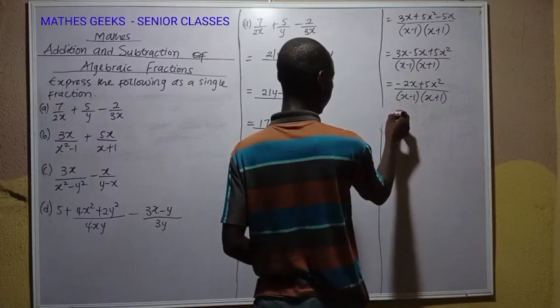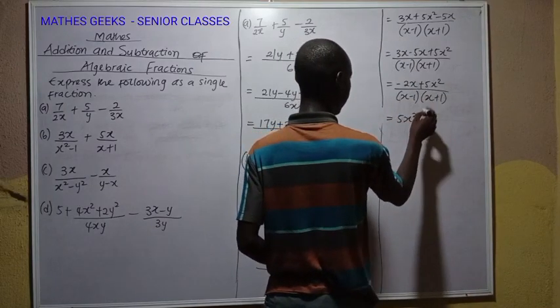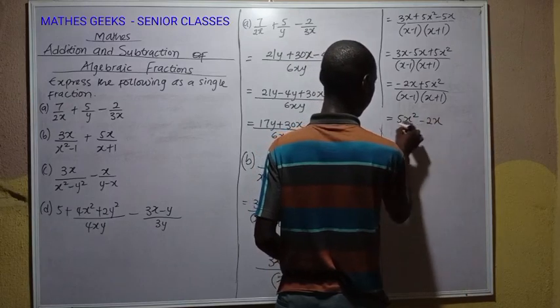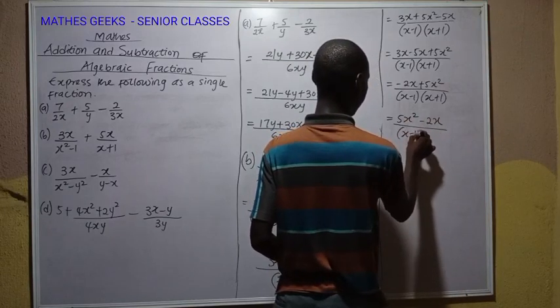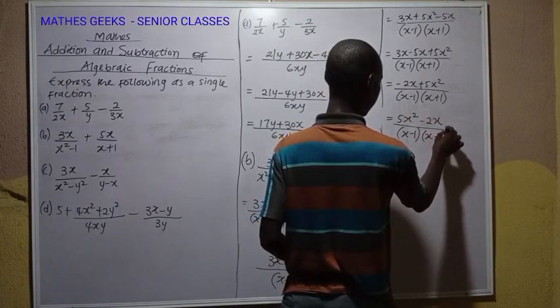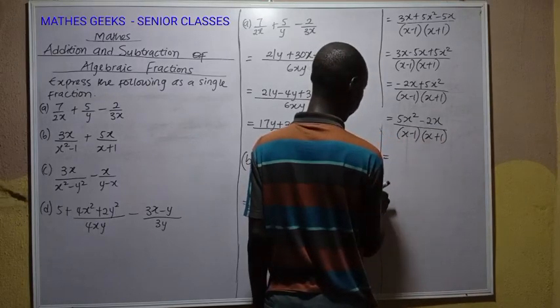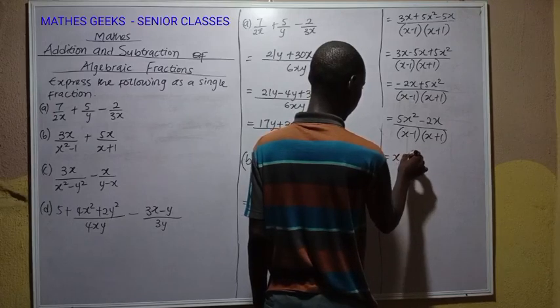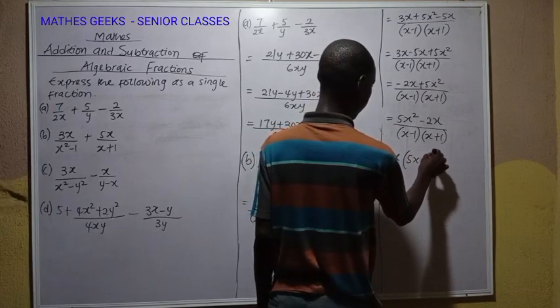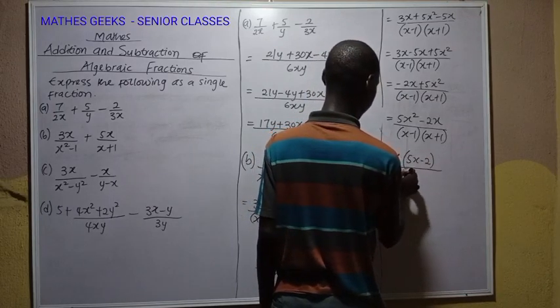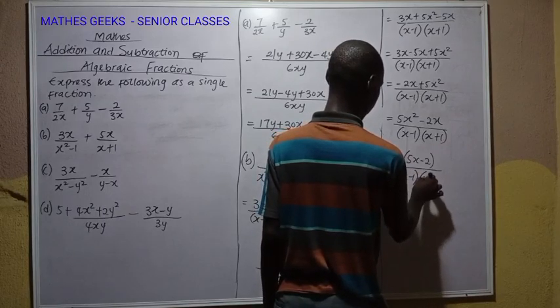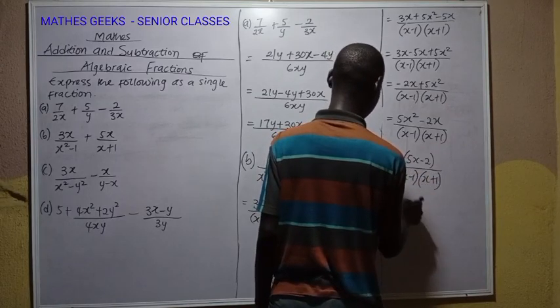And we can write that as 5x squared minus 2x over x minus 1 and x plus 1. Factor out x, which is common, so it is equal to x times 5x minus 2 over x minus 1 and x plus 1. That's your answer.